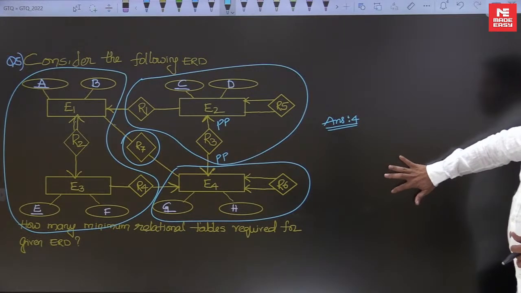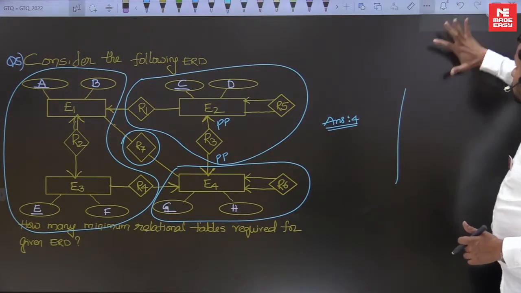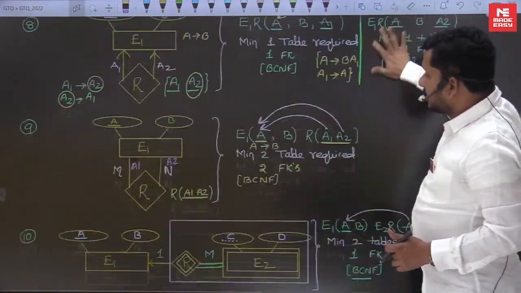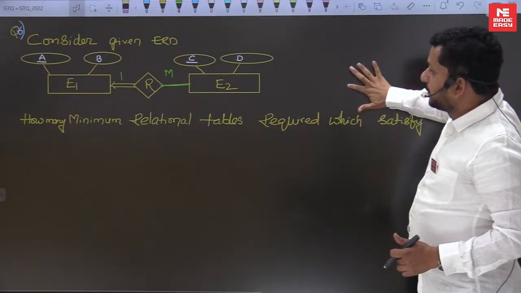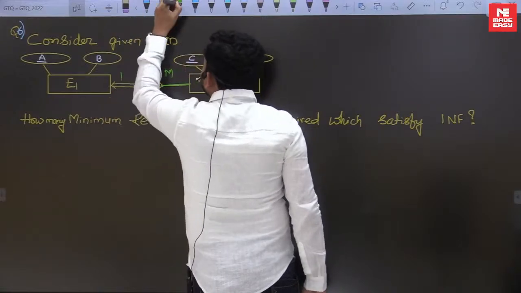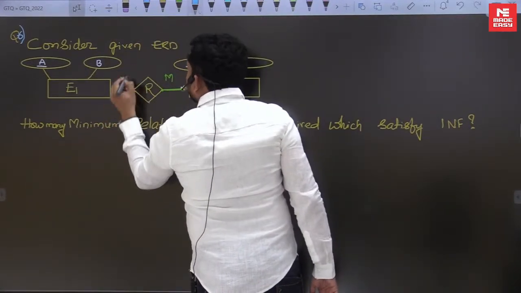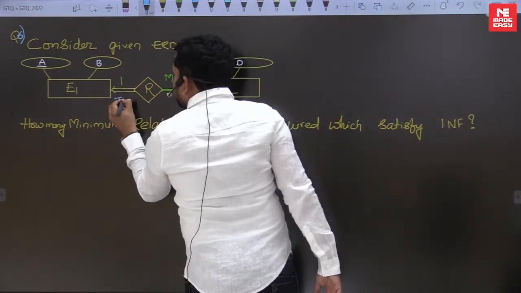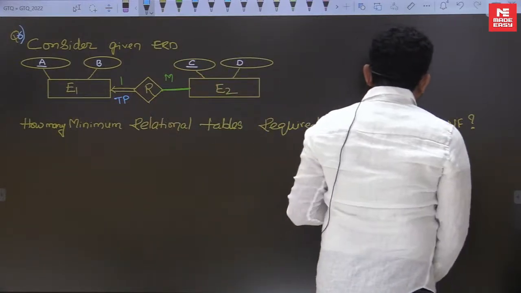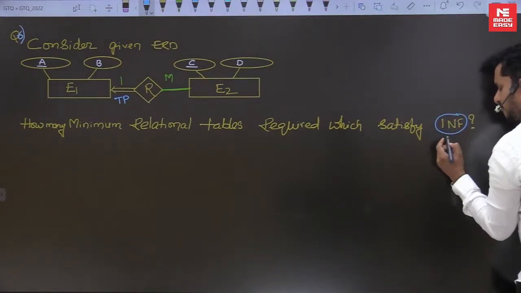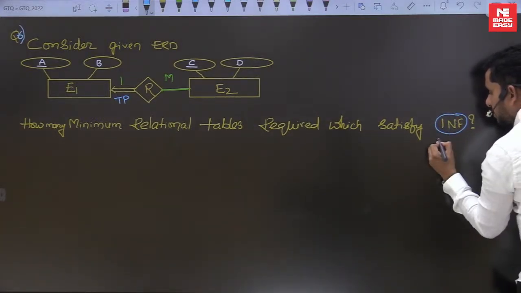Now, many are asking about this. See this one, for example: one-to-many mapping with total participation on the left side. In this case, how many minimum RDBMS tables are required? One question: how many minimum relational tables are required which satisfy 1NF? And the second question: how many minimum relational tables are required which satisfy BCNF?